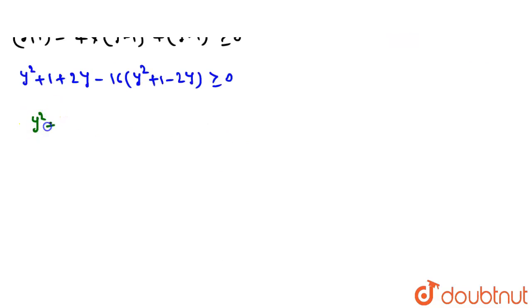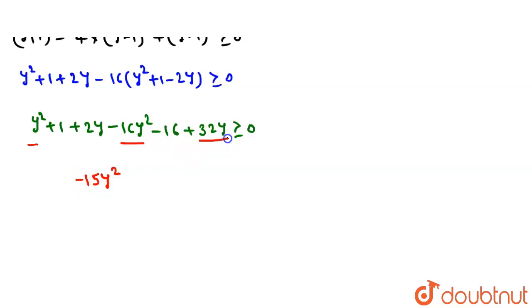Now in the next step we can write y square plus 1 plus 2y minus, we open the bracket, so this will become 16y square minus 16 into 1, this is minus 16, and minus 16 into minus 2y, this is plus 32y, should be greater than or equal to 0. Now in the next step, minus 16y square plus 1y square, that is minus 15y square, plus 32y plus 2y, that is plus 34y, and minus 16 plus 1, this is minus 15, should be greater than or equal to 0.